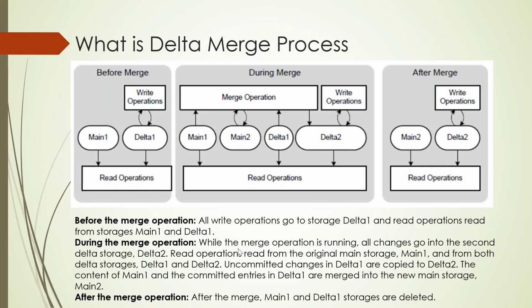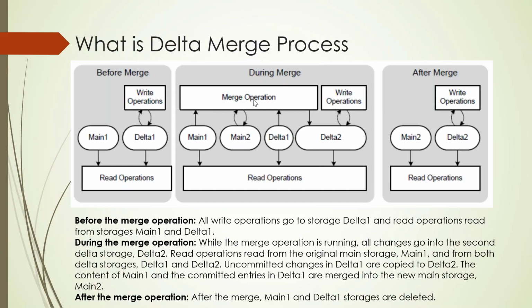I could not understand this main one and main two part, and delta one and delta two. Delta two, I understand, is the uncommitted data. What is the requirement of main two then? Yeah, let me explain. So main two, what does it contain exactly?